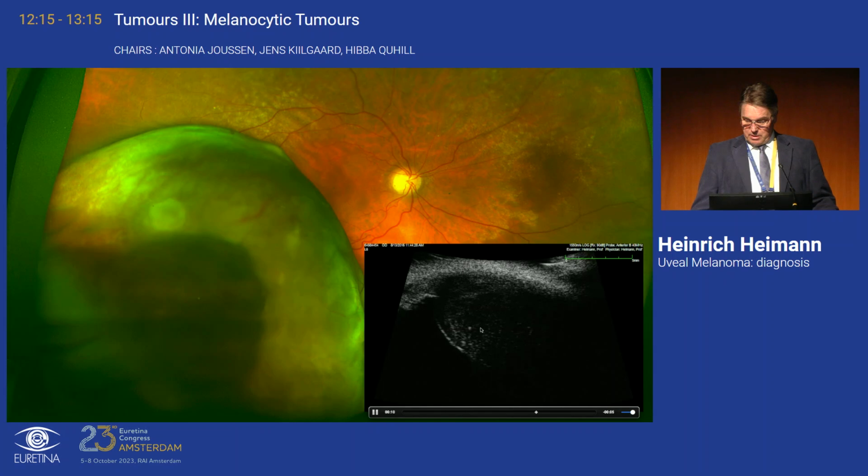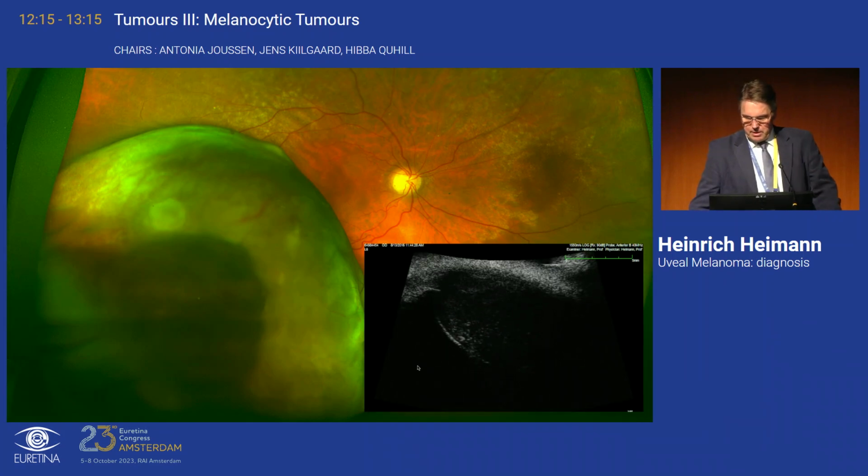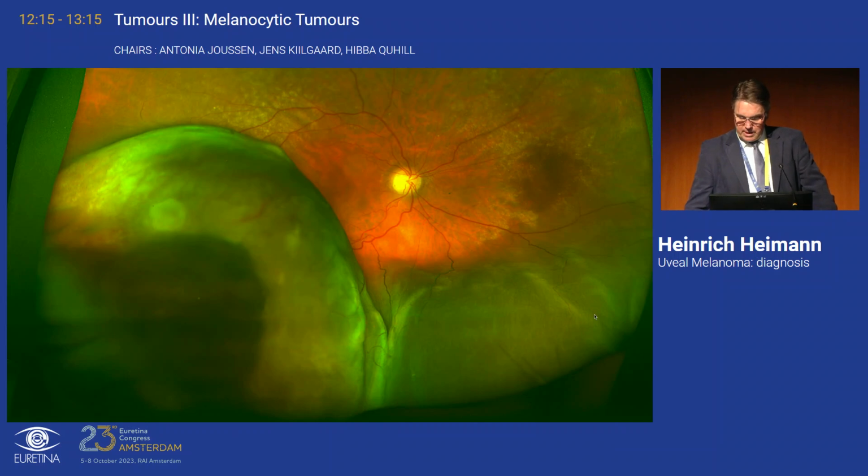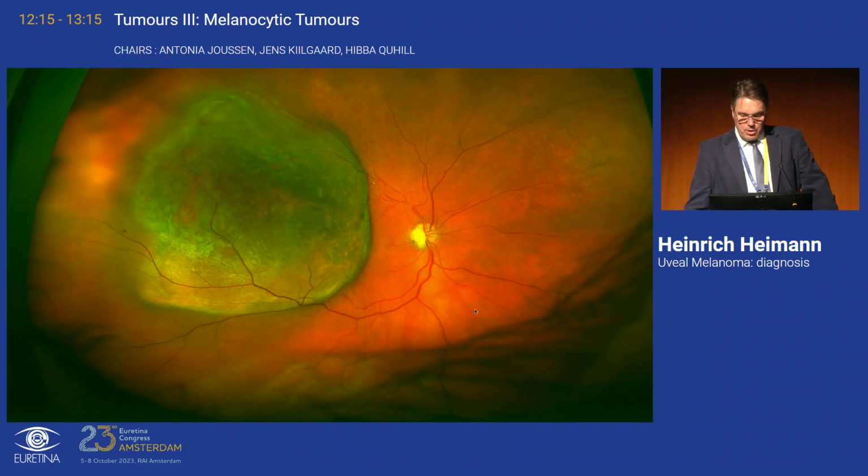And again, you can see all this flickering in here, the Doppler. This is typical for a ciliary body melanoma, this vascularization. Retinal detachment. Coming to choroidal melanoma.